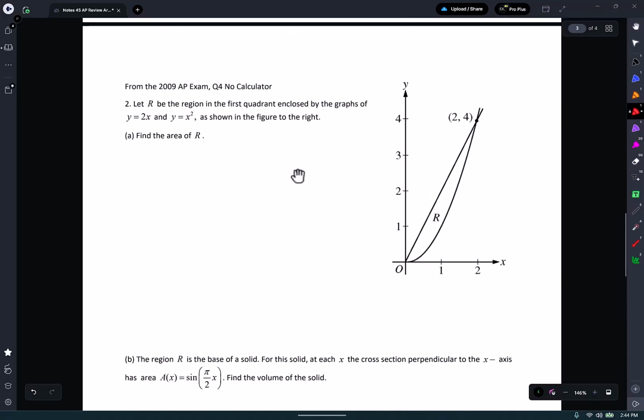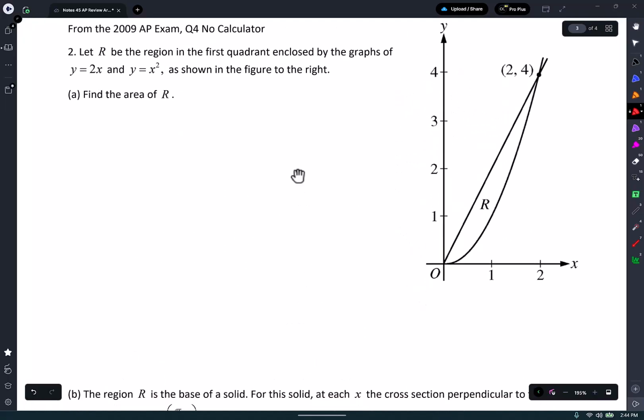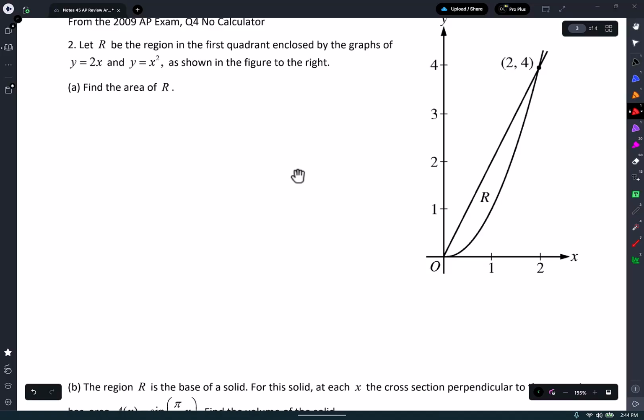This one's from the 2009 exam. No calculator again. I'll read it this time. Let R be the region in the first quadrant enclosed by the graphs of y equals 2x and y equals x squared. Hopefully you know which one's which. Notice that they didn't give it names. Y equals 2x. This one is y equals x squared. Find the area of R.